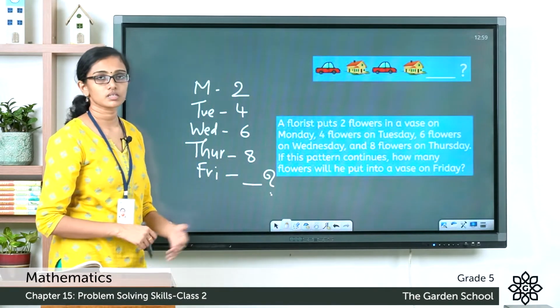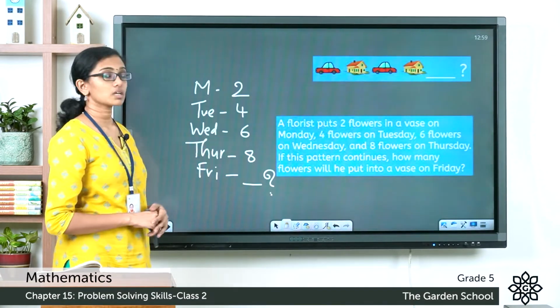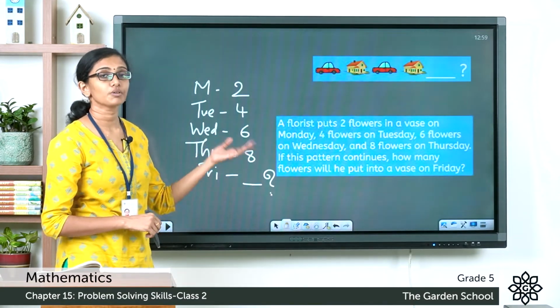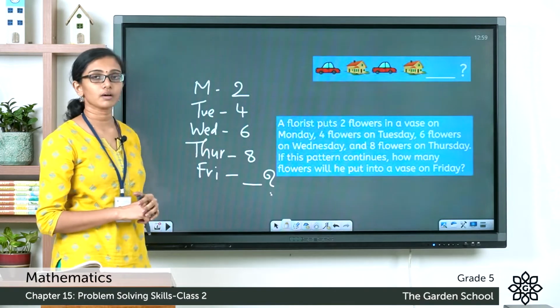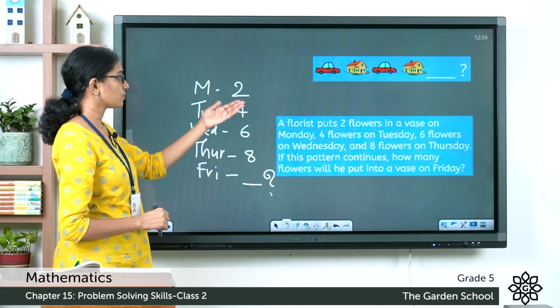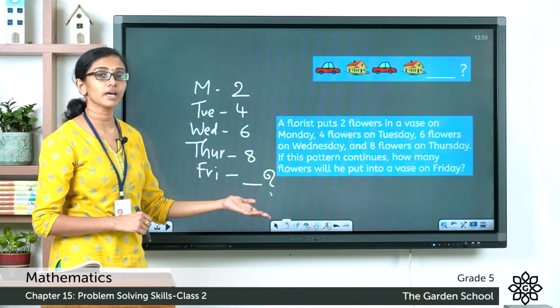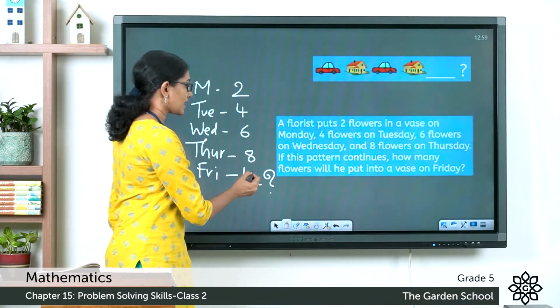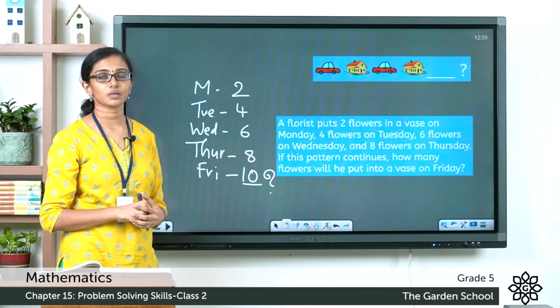Now look at these numbers here. These numbers seem to be in a pattern. This is counting by 2, or these numbers are even numbers. So we can easily find out what will come next. 2, 4, 6, 8. What will come next? 10. So on Friday, he'll put 10 flowers in the vase.